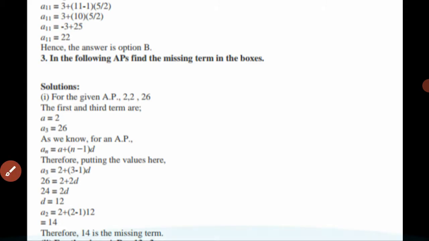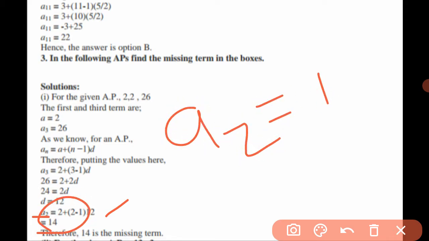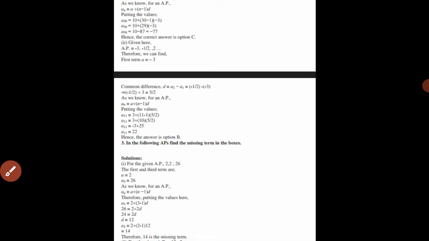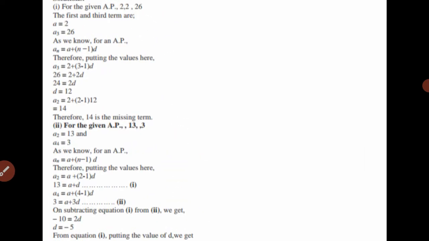After this, a2 equals 2 plus. Now we have to find the value of a2, that is 2 plus (2 minus 1) into 12. So it will be equal to 14. So the value of a2, or the second term, will be 14. Now after this, see the next question. In the next question, similarly, the remaining part of this question you can try.